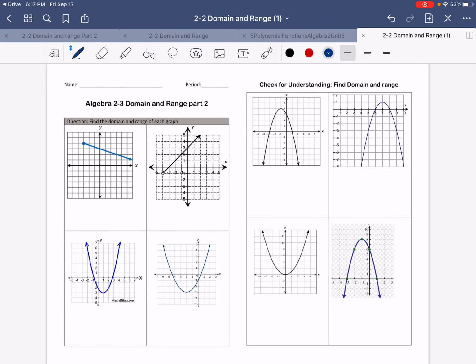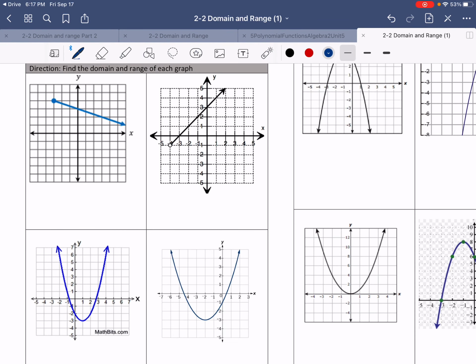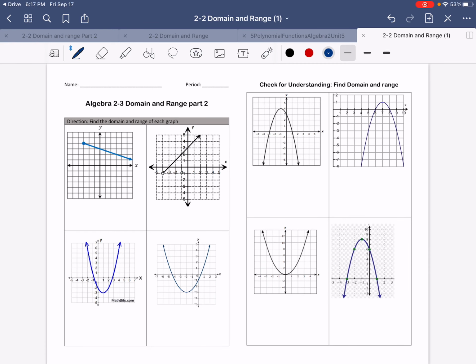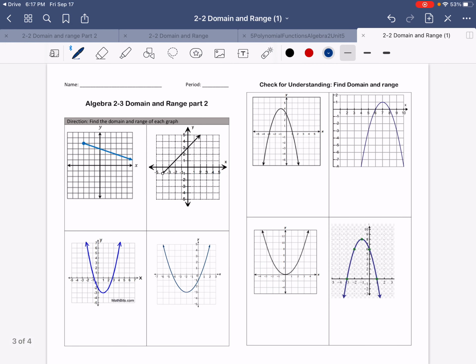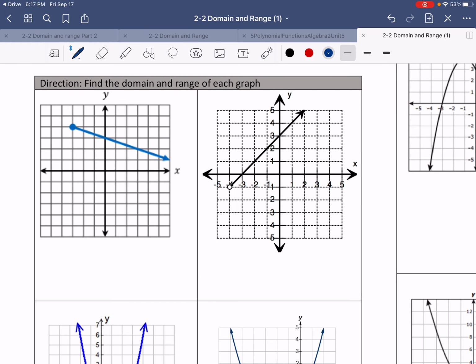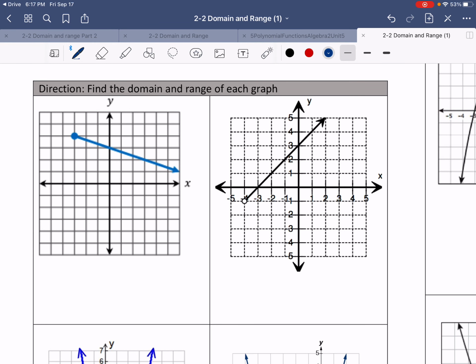Hello guys, this one is the second part of the domain and range lesson, which is 2-3, and I believe this one is going to be the major part of the domain and range. Okay, so now pay attention and let's get to this one. So let's do this one.